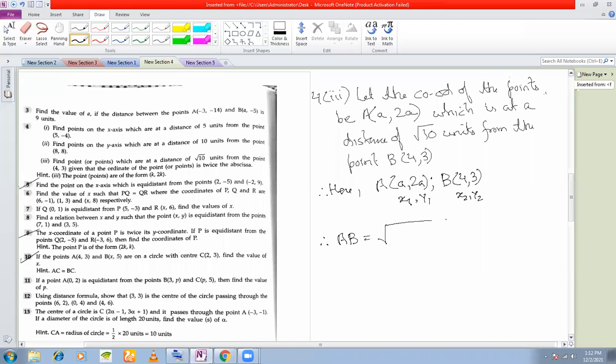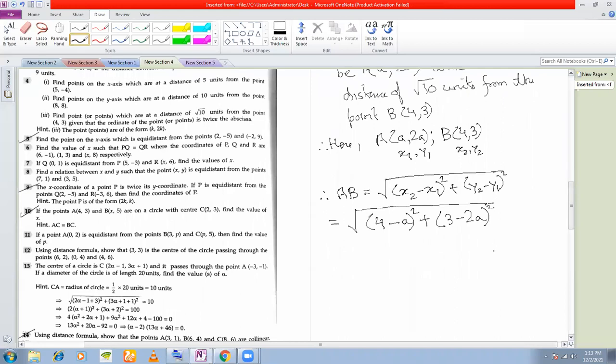Root over (x2 minus x1) whole square plus (y2 minus y1) whole square, which is equal to the square root of (4 minus a) whole square plus (3 minus 2a) whole square. Okay. This is the distance AB.